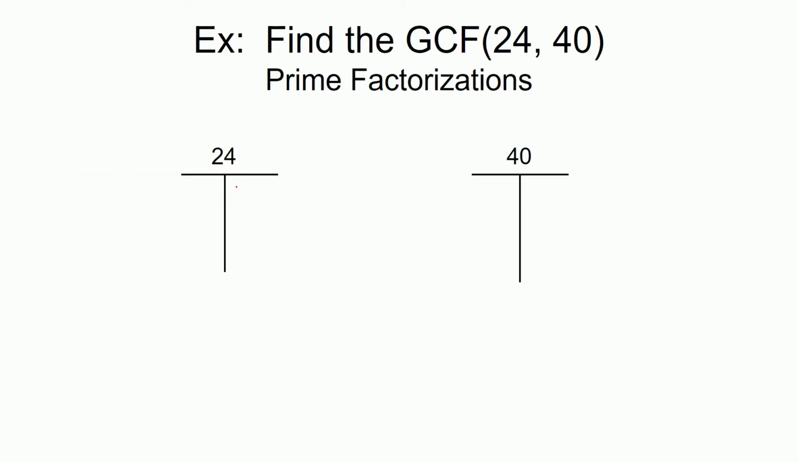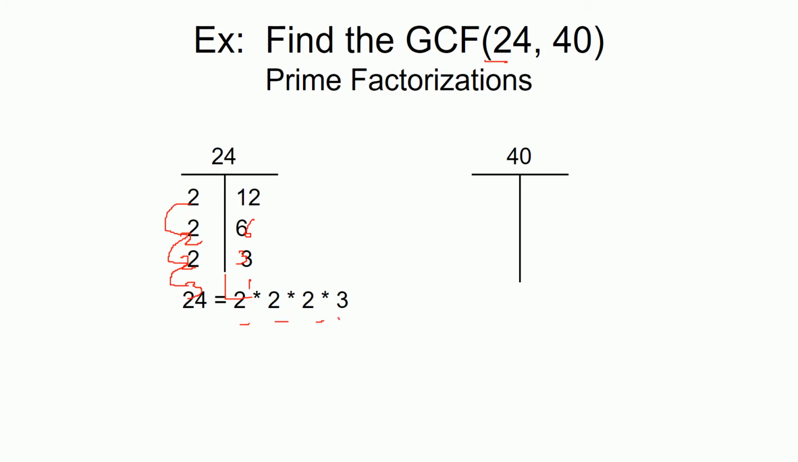So let us see. First of all, 24, let us take the prime factorization. 2 12s are 24. 2 6s are 12, so you get 2 and 6. Then 2 3s are 6, so you get 2 and 3. And then finally 3 1s are 3. Like this. So what do you get? 2, 2, 2, 3 are the prime factors of 24.